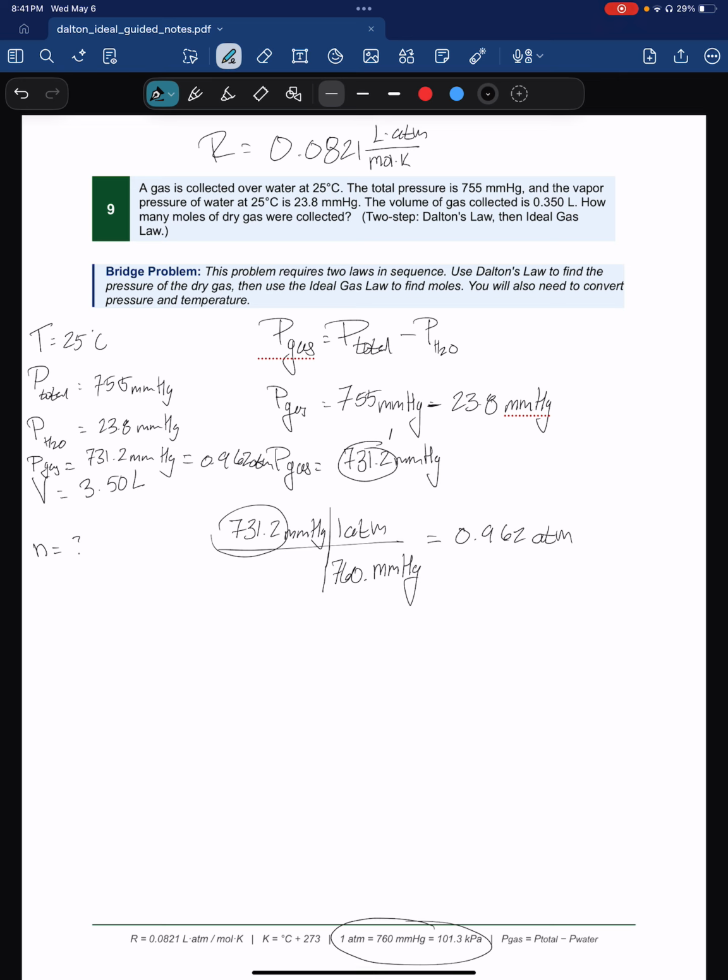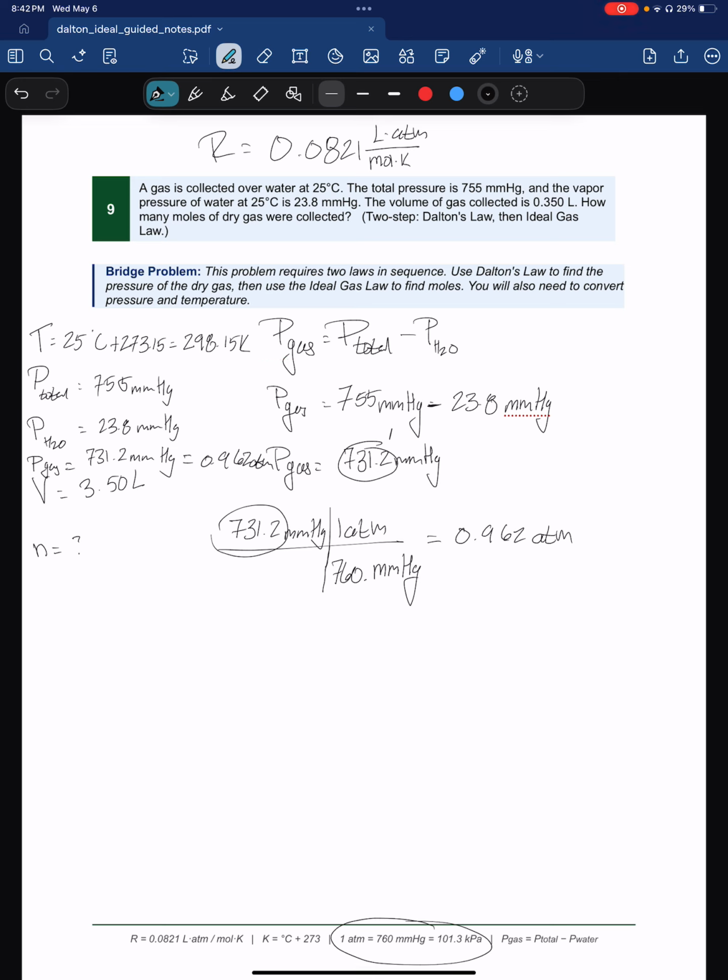All right, what were we doing again? A gas is collected over water at 25 degrees Celsius. Okay. So we've got the pressure, we've got the volume. The next thing we need to do for the temperature is add 273.15 to get our Kelvin. Sorry, I said degrees Kelvin. It's not degrees Kelvin, it's just Kelvin. That's 298.15 Kelvin.